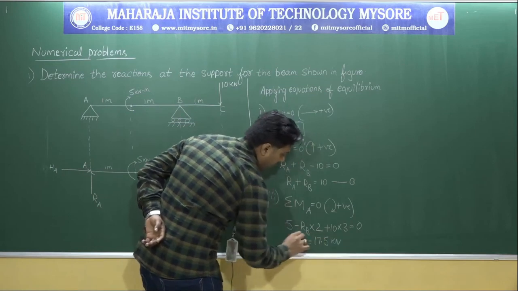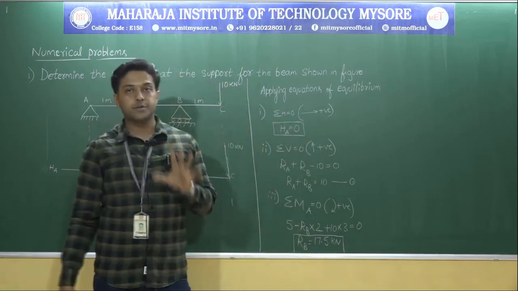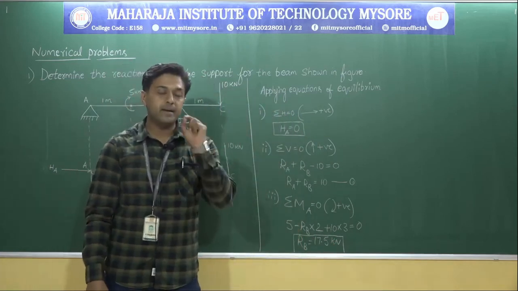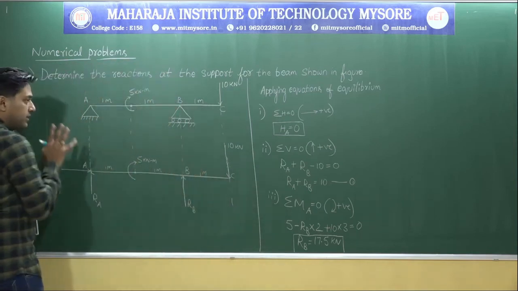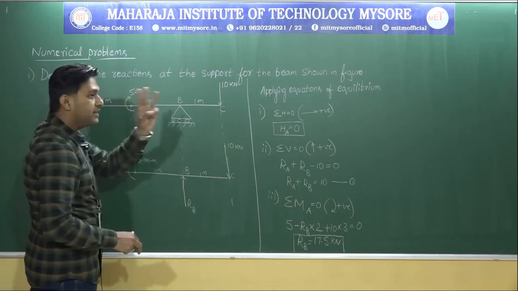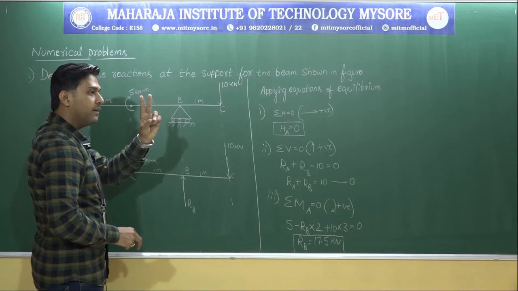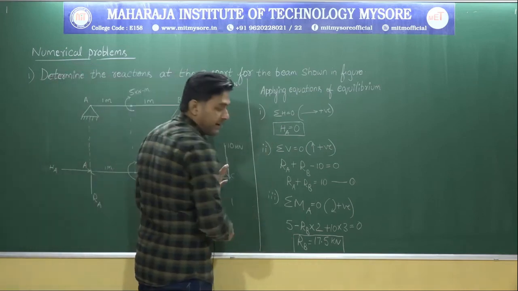Okay, so we have calculated the value of RB. So what is the question? Determine the support reactions. So how many support reactions are there? Support means go near the supports. So 1, 2 and here 1. So totally 3 support reactions we need to calculate. Already we have calculated 2. So one is HA we have calculated, one is RB we have calculated.